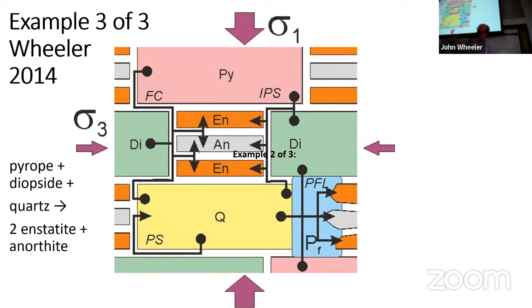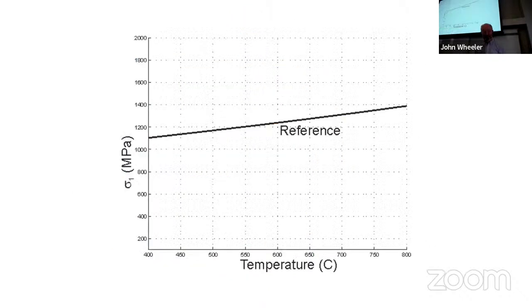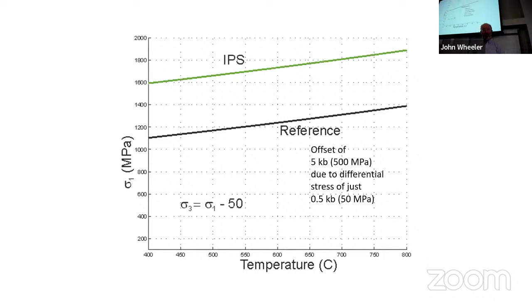So, as in the previous slides, what we're going to do is draw a kind of benchmark line to show where we'd expect the reaction under usual circumstances. And there it is. So it's a reaction that happens at about a gigapascal with a bit of temperature dependence. Now I'm going to adjust one of the normal stresses by 50 megapascals, which isn't very much. You get an offset of about what looks like 500 megapascals there.